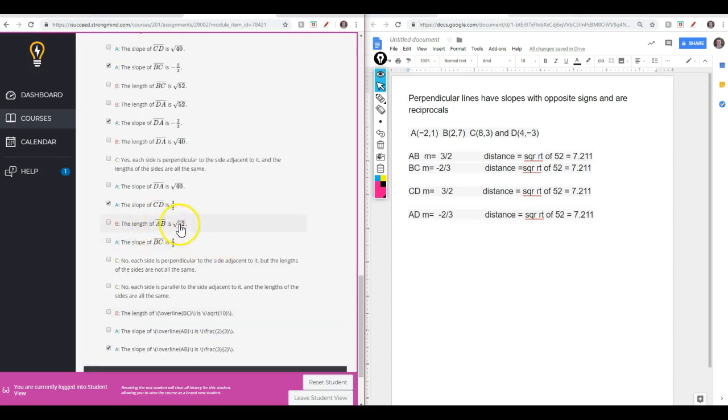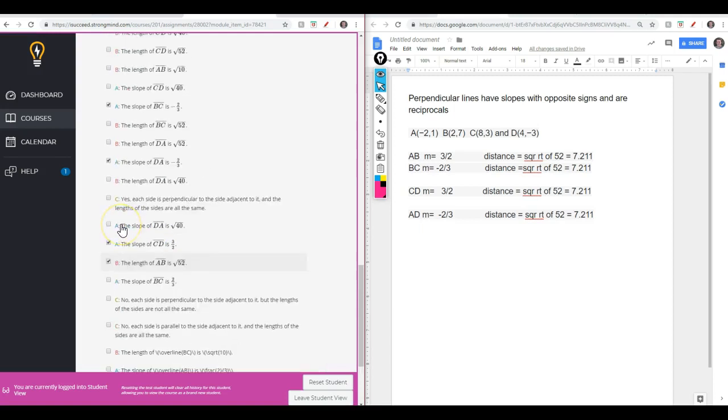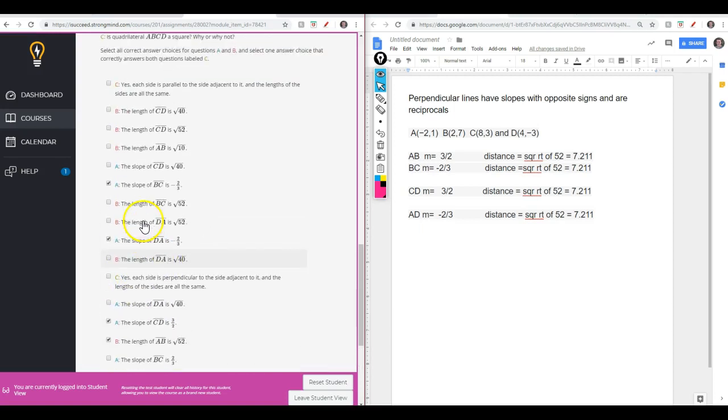No. The length of AB is square root of 52. Yes. The length of DA is square root of 52. Okay, so yes, each side is parallel. No, we're looking for perpendicular. Yes, each side is perpendicular to the side adjacent to it, and the lengths of the sides are all the same. Yes.